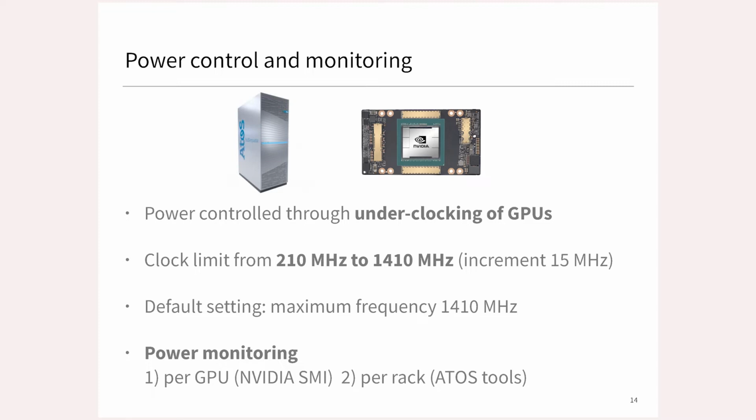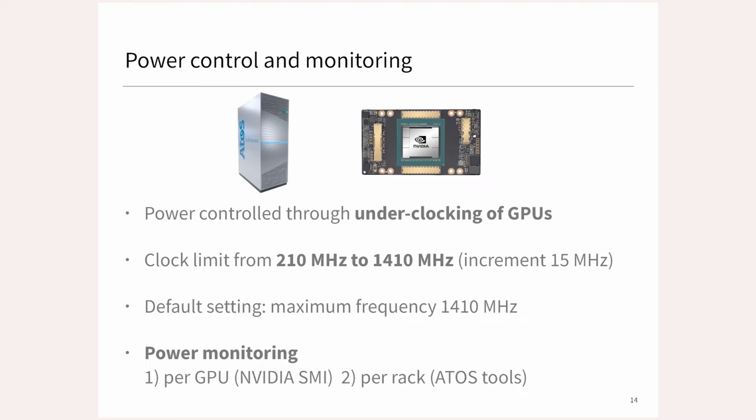So the A100, this is something which is fixed in the hardware, and the A100 GPU allows you 81, if I'm not mistaken, frequency settings going from 210 megahertz to 1410 megahertz by increments of 15 megahertz. And the default setting, if you don't do anything to the GPU, is to allow up to the maximum frequency of 1410 megahertz.